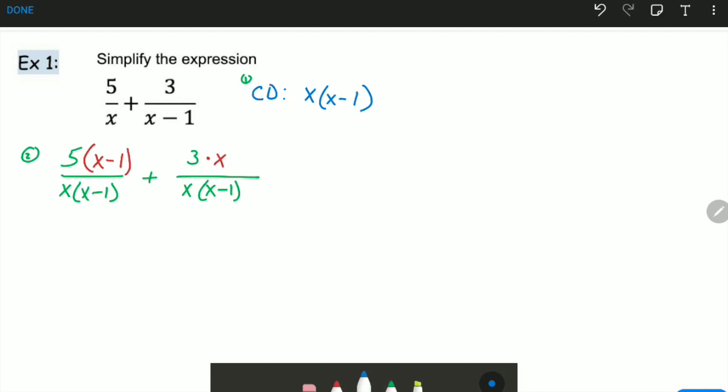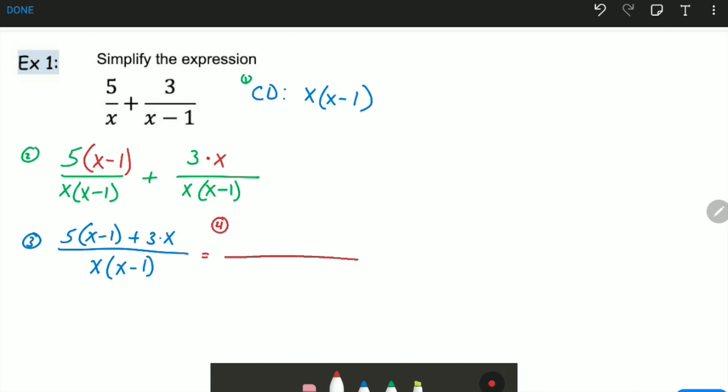In the next step, I'm going to take the time to rewrite it as a single fraction before I actually start to simplify. So we'll have 5 times x minus 1 plus 3 times x over my common denominator. And now we'll go ahead and start simplifying the numerator of the fraction. I'll distribute the 5 through. Give me 5x minus 5 plus 3x over my common denominator. Combine like terms, which is 8x minus 5 over x times x minus 1.